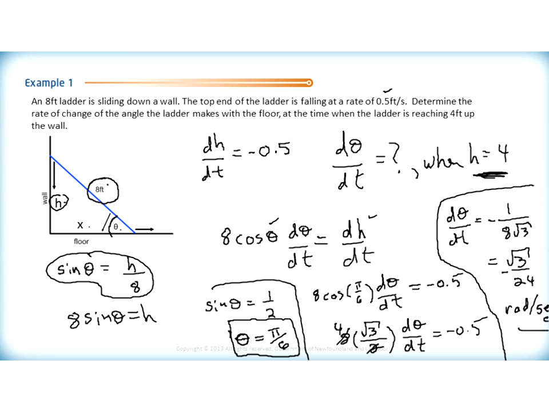If you wanted to get that as a decimal value, we could do that as well. So it's going to be negative, and we want the square root of 3 divided by 24. So that's about 0.07 radians per second, or 0.072 radians per second. So that angle is changing at about negative 0.072 radians per second. Radians are a unitless quantity, but we'll run with it for now. Okay.